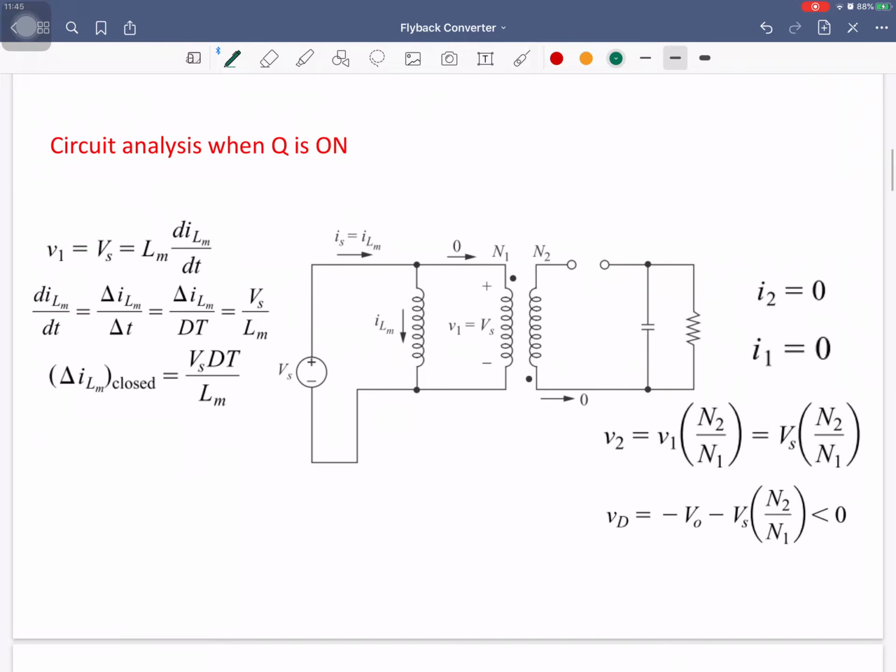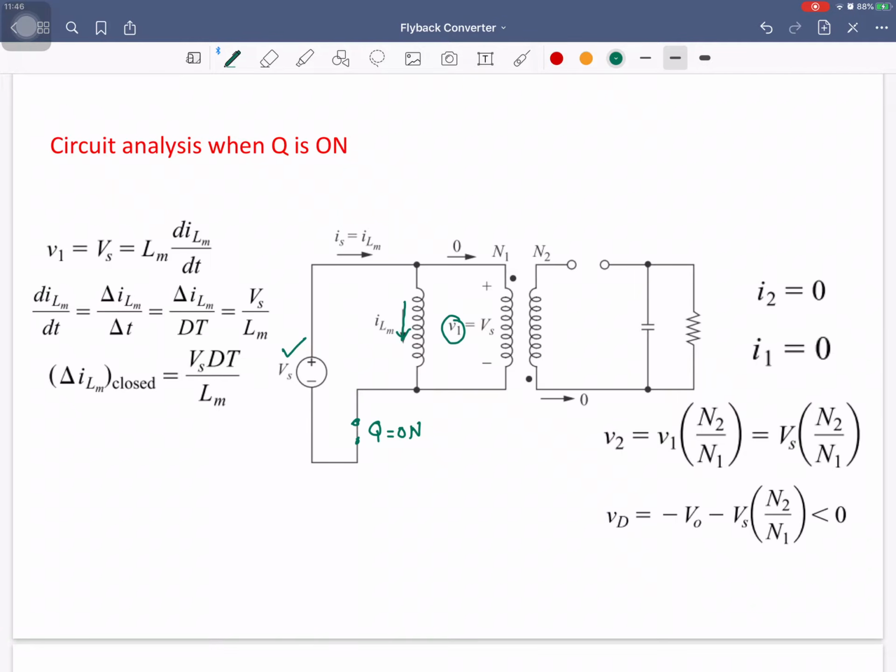So now let's analyze this circuit when the Q is in the on state. The Q is over here, the switch that is in the on state. So because of that, now the voltage across the primary winding, that is V1, will be equal to our supply voltage Vs, and the current will be increasing through this magnetizing inductance, and we assume that it will be increasing linearly because the circuit is operating at a very high frequency.